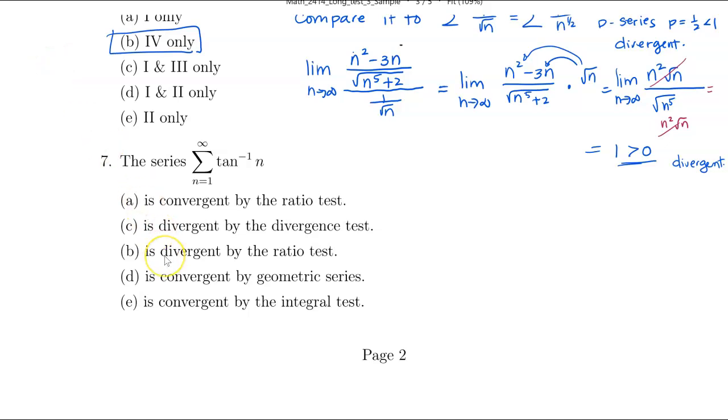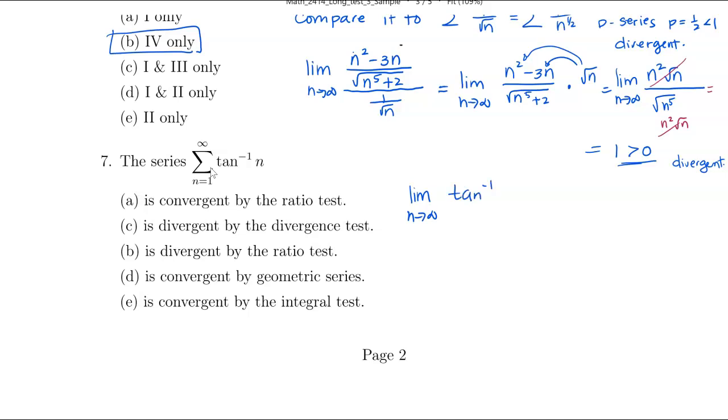Okay, now let's proceed to number 7. So we want to identify if this series is convergent or divergent, and these are the suggestions: ratio test, divergence test, geometric series test, integral test. Okay, so now look at this expression. At first, you would always check whether the series is divergent using the divergence test. So what you would do is take the limit as n approaches infinity of a sub n.